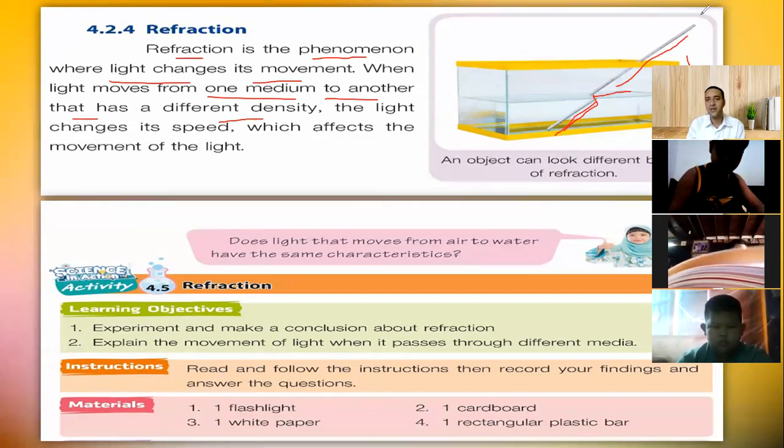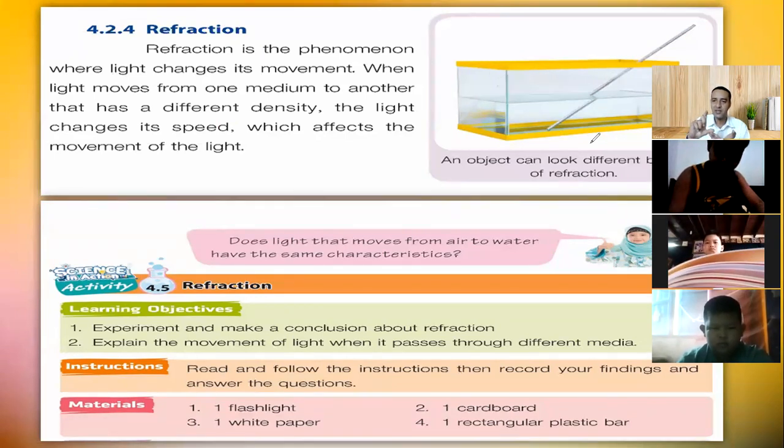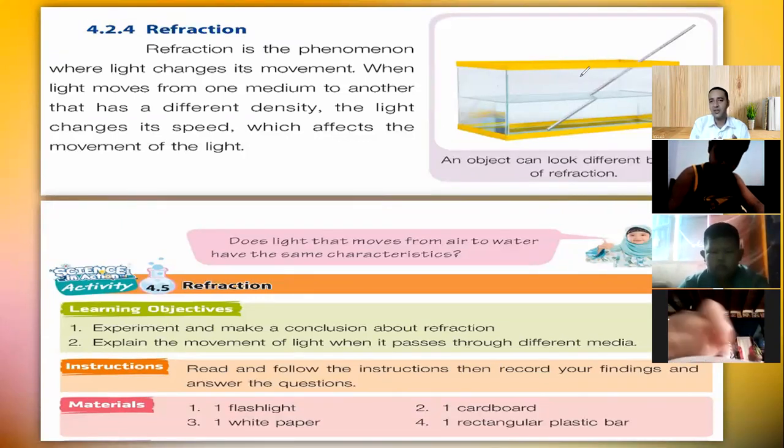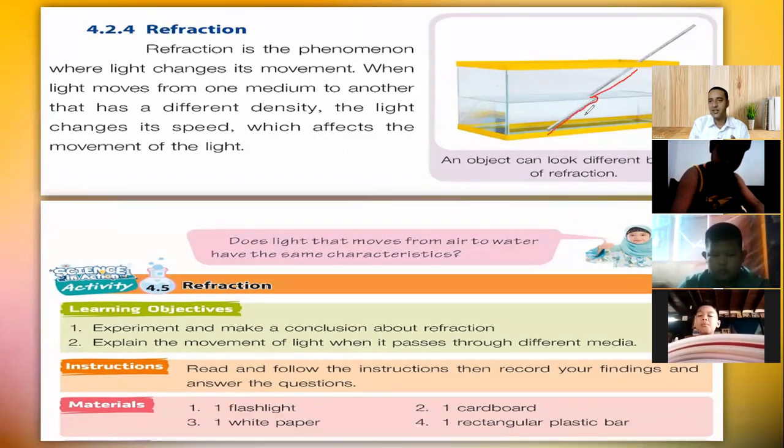Why is it looking different? This is the main cause of refraction. You can try it, for example, with a glass of water. Take a half glass of water and put a spoon in it, and then look at the spoon. You will find the spoon changes its angle, it changes direction. It is because of refraction, and how an object looks can be different because of refraction.